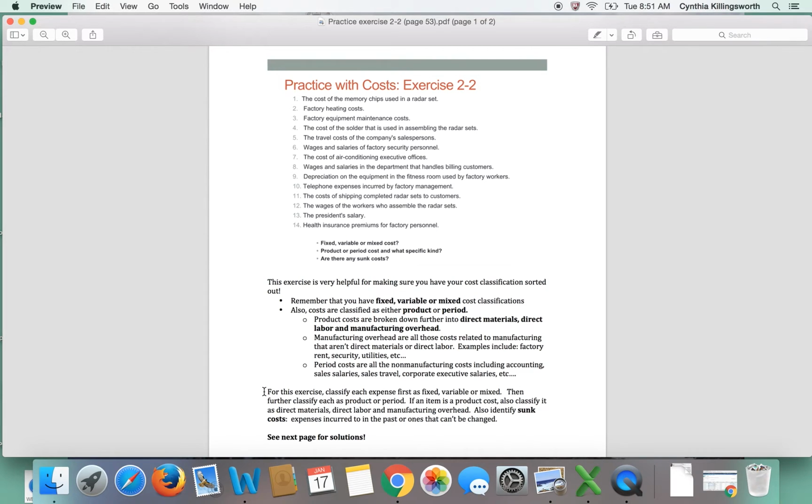So for this exercise, we want to classify each expense first as fixed, variable, or mixed, and then further classify each as product or period. If an item is a product cost, also classify it as direct materials, direct labor, or manufacturing overhead.